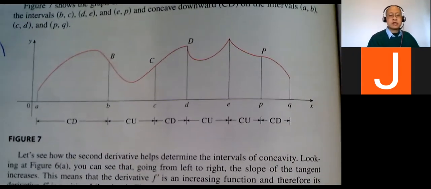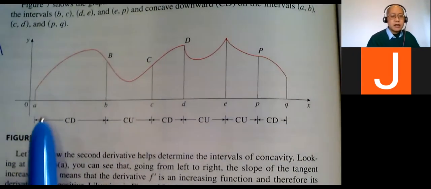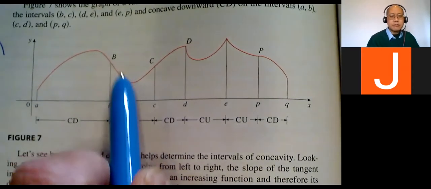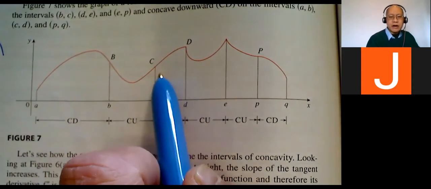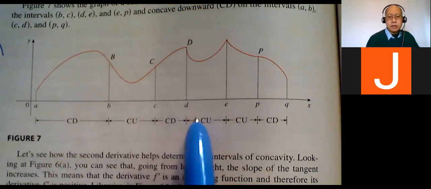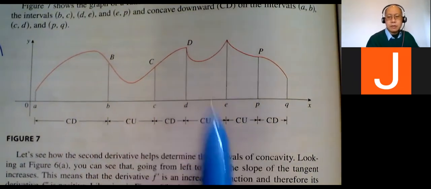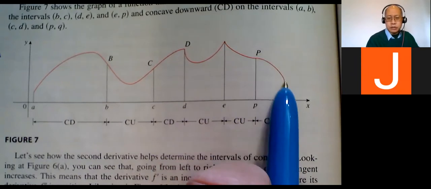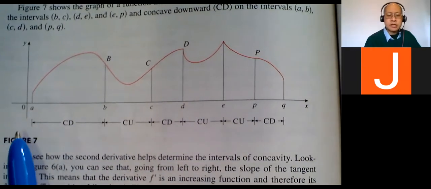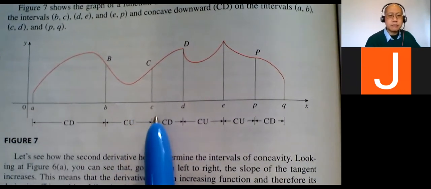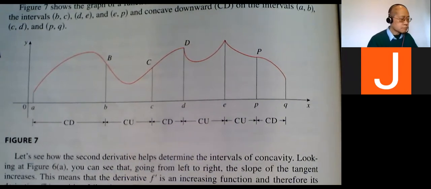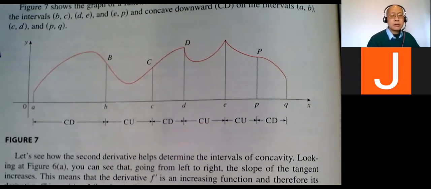All right. What they're trying to show you here is concave down, upside down U shape, concave up, U shape, concave down, upside down U shape, concave up, U shape, concave up again, U shape, concave down, upside down U shape. So hopefully you can distinguish between concave down and concave up.